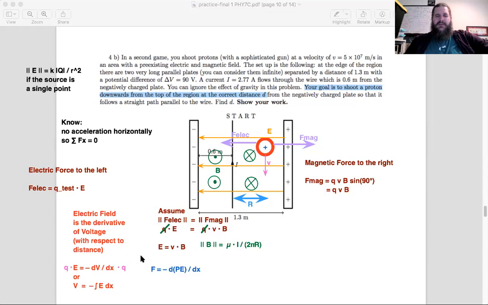They're related in the same way that force is related to potential energy, because electric field is really just force with the charge divided out of it, and voltage is just potential energy with the charge divided out of it. Any questions on that so far?